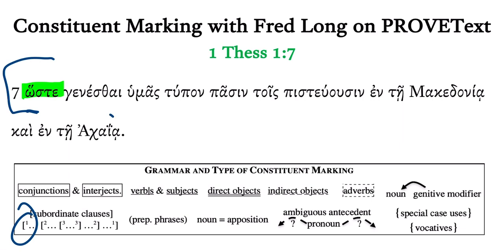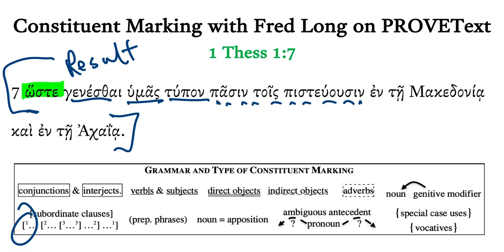All right, so hoste marks result, and it often will take the infinitive and an accusative subject. And so what's happening here, I'm starting to mark it up already, the genesthe is the infinitive from ginomai, means to become. Humas is the accusative subject. I'm going to single underline it because subjects receive single underline and verbs receive single underlines.